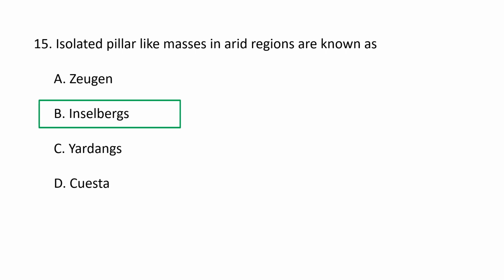The early German explorers of southern Africa were impressed by such features, and they dubbed the domed or castle-like highlands Inselbergs. So isolated pillar-like masses in arid regions are known as Inselbergs. B is the correct option.